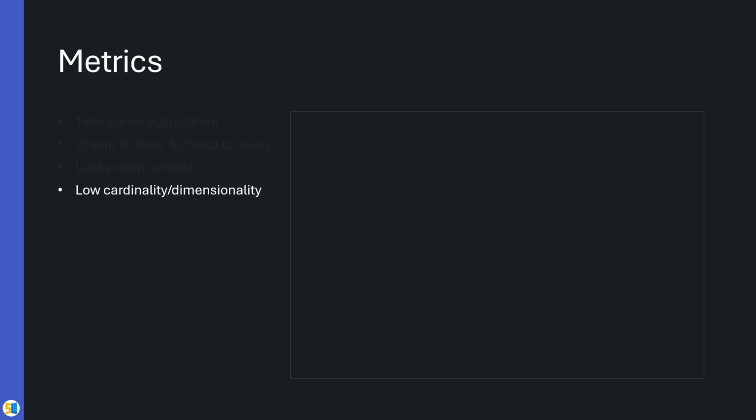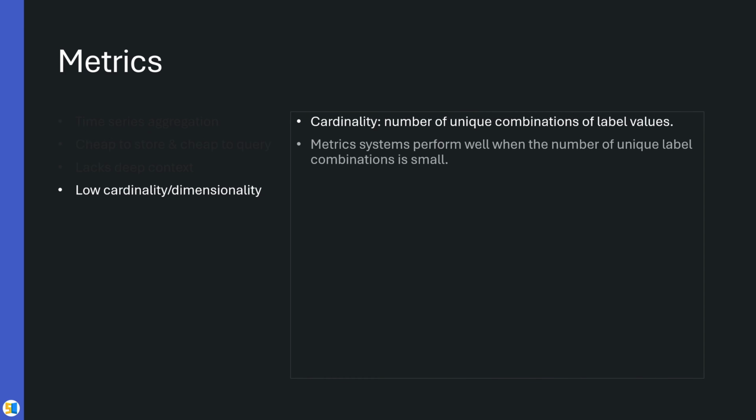And last, metrics have low cardinality or dimensionality. Cardinality in this context means the number of unique combinations of label values. Metric systems perform well when the number of unique label combinations is small.